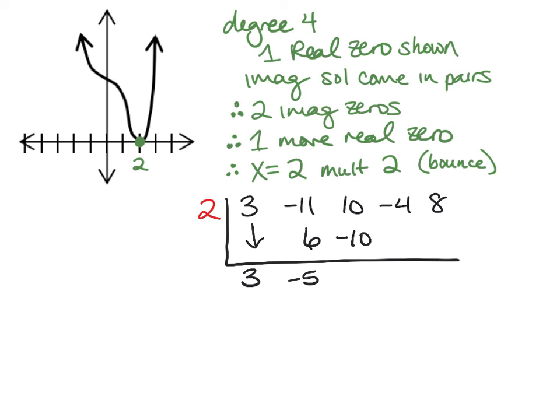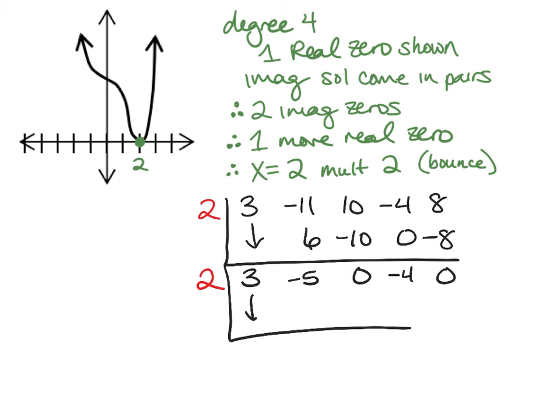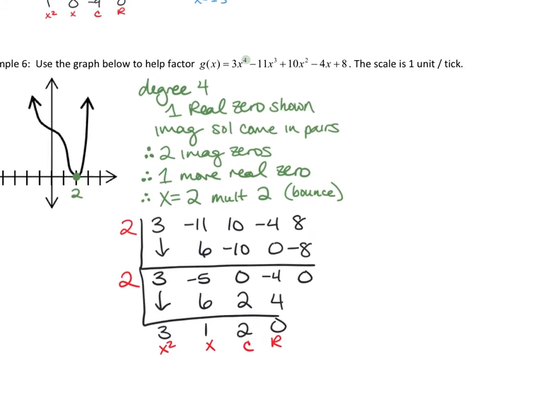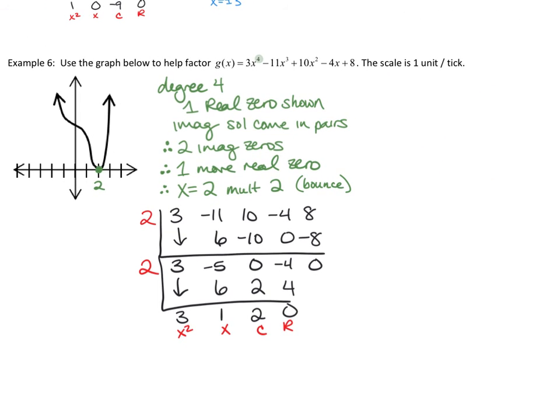So we synthetically divide like we've been doing. And then we synthetically divide again with that repeated value. So that I have, in the end, my quotient. Now this quotient this time is actually going to become an irreducible quadratic factor again. And if we were solving this, which we're not, we're just factoring it, we'd have to use the quadratic formula to solve that irreducible quadratic factor. But all we're doing is factoring g of x here.